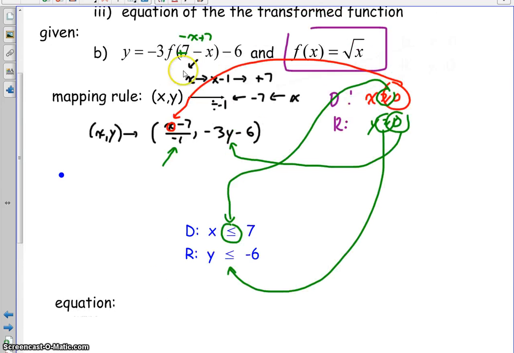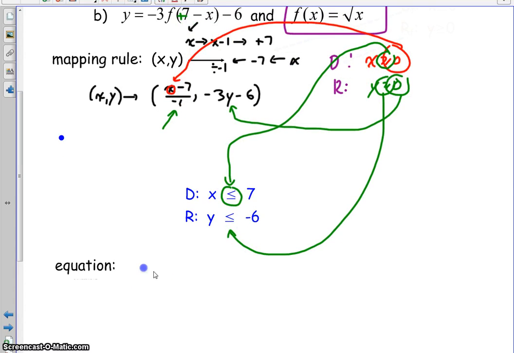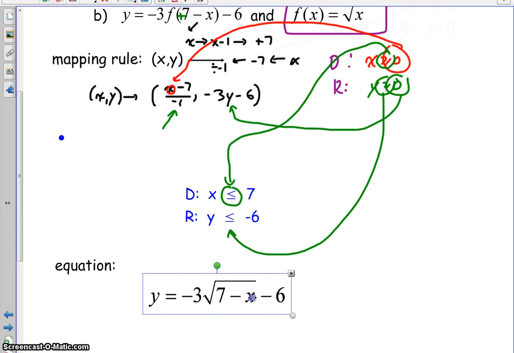Now for the equation of the transformed function, we're applying f of 7 minus x to root x, so you should wind up with negative 3, square root of 7 minus x, and then minus 6.